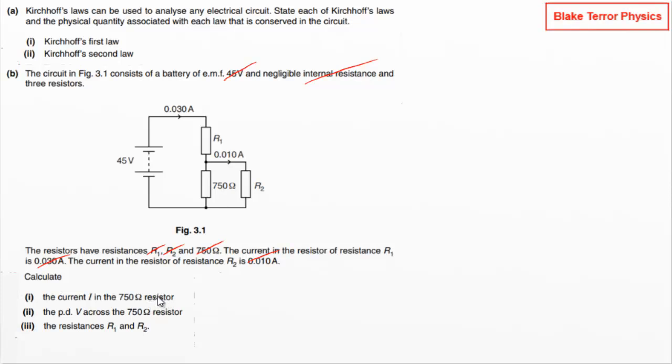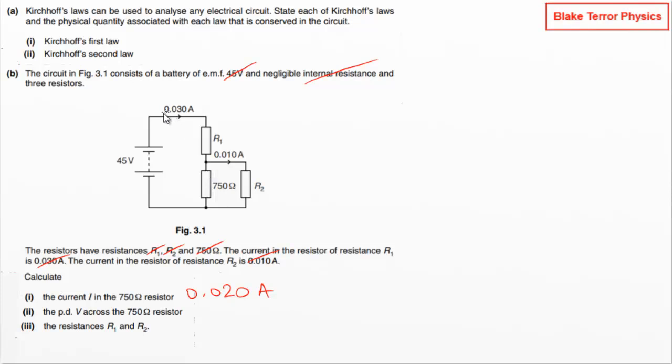Right, so this is Kirchhoff's first law. We've got 0.03 coming out, so we must have 0.03 going in. So it's going to have to be 0.02. And they've put zeros on the end. They've gone for that extra significant figure, so we will follow them. The PDV across the 750 resistor, right, so what have we got then?